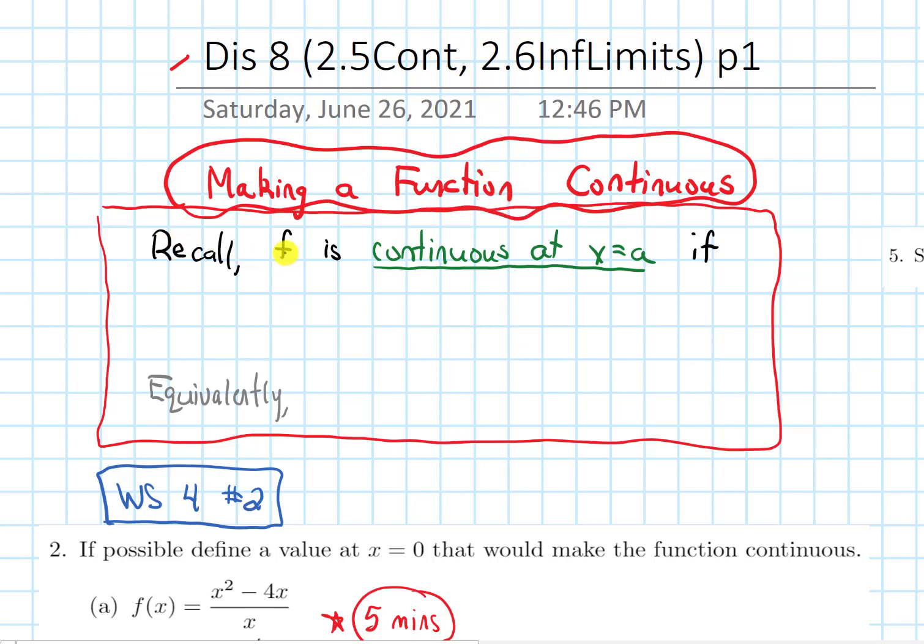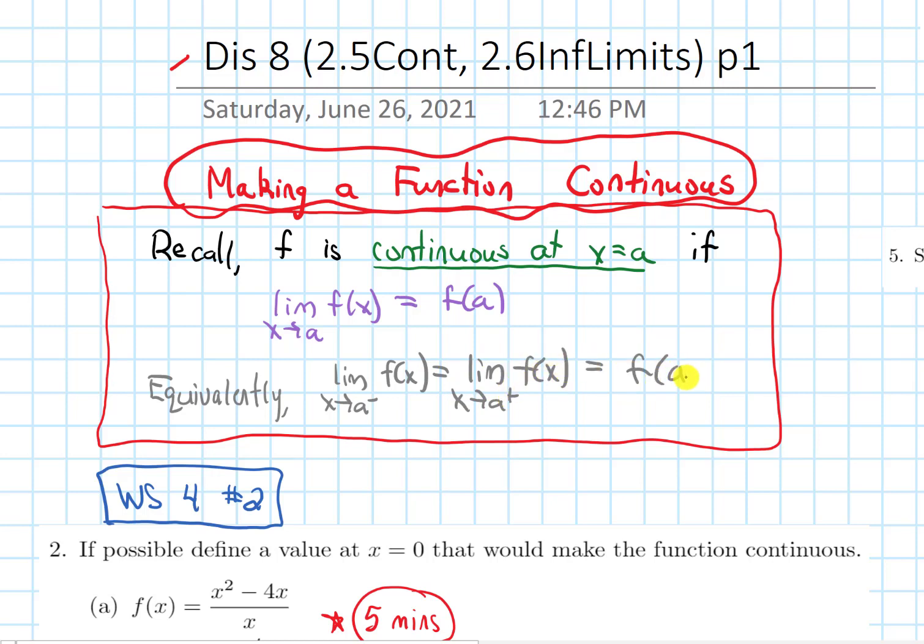So let's begin by recalling f is continuous at x equals a if the limit as x approaches a of f of x equals f of a. So that limit needs to exist and it needs to be equal to the value of the function f at x equals a. Equivalently, I could break down this limit into its left and right-handed limits and say that I need the limit as x approaches a from the left of f of x to be equal to the limit as x approaches a from the right of f of x, and both of those need to be equal to f of a.